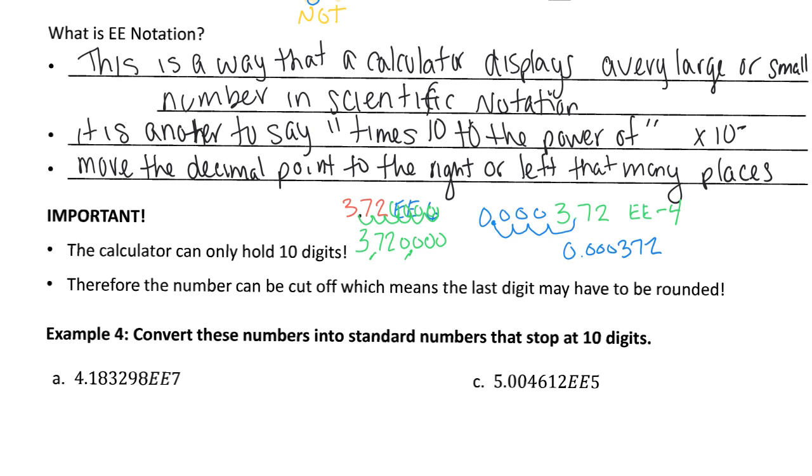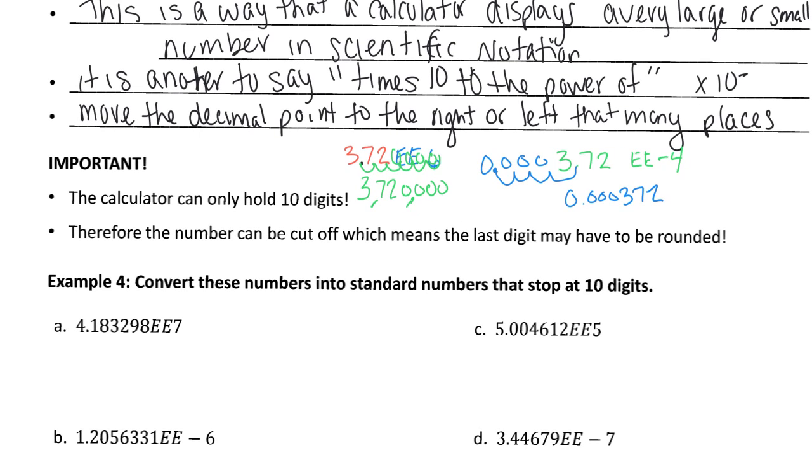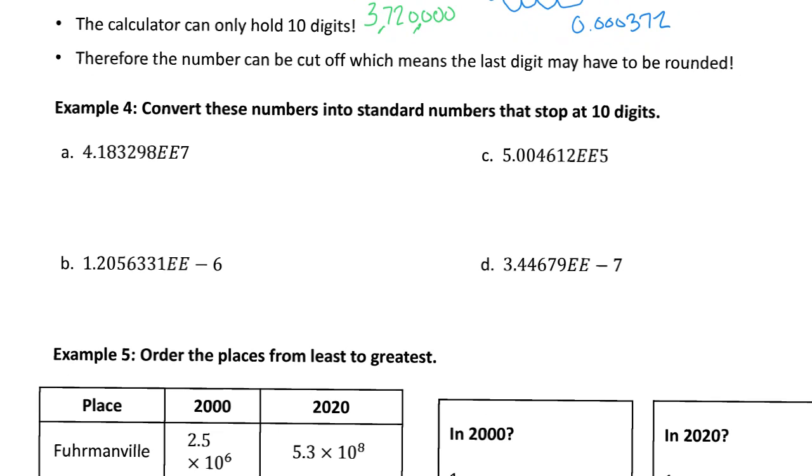And again, it's because the calculator can only hold 10 digits, so it has to save room. And therefore, the number can be cut off, which means your last digit may have to be rounded. Okay, so let's look at a couple of examples here. So letter A, we have 4.183298 EE7. So remember, that means that we move this 7 places to the positive, which means move it 7 places to the right.